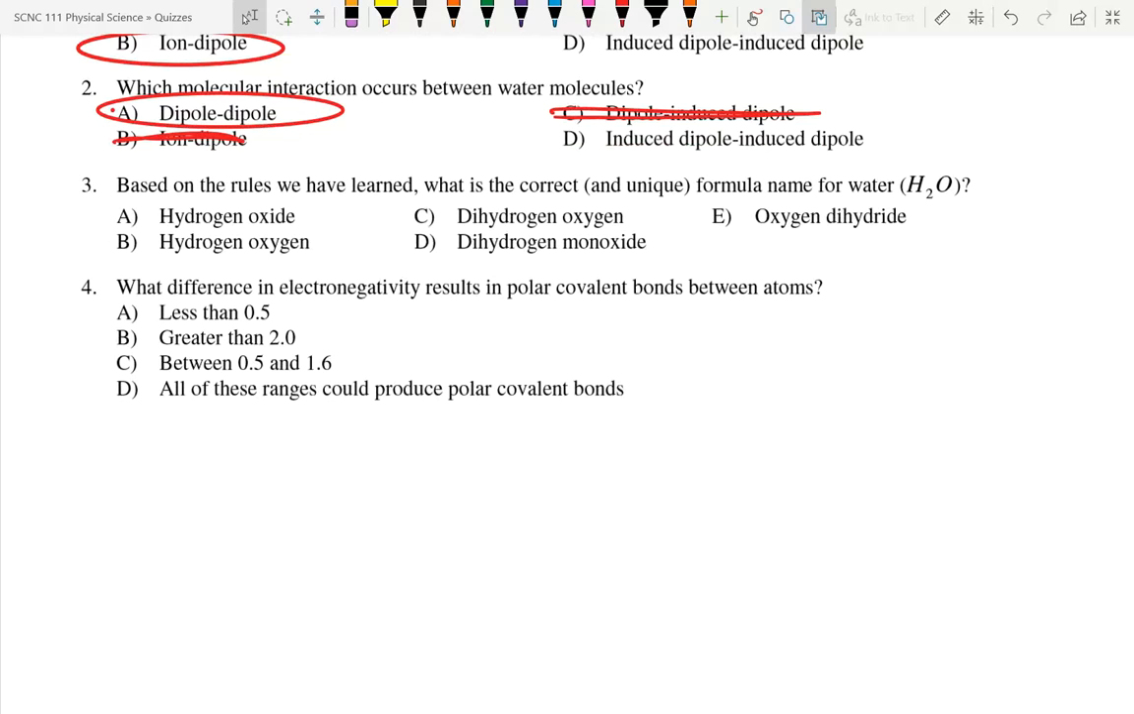Next one, based on the rules we have learned, what is the correct and unique name? I wanted to make sure you remembered that if there's more than one way to combine hydrogen and oxygen, you have to have the prefixes to tell you about it. So which is the correct and the unique form for water, which is H2O? All of them have hydrogen and oxygen in some fashion, right? Is it possible to have, well, first of all, the order. Which should come first, hydrogen or oxygen? Hydrogen. So we can rule out this one because it's in the wrong order. It's not the only thing wrong with that one, but it's in the wrong order.